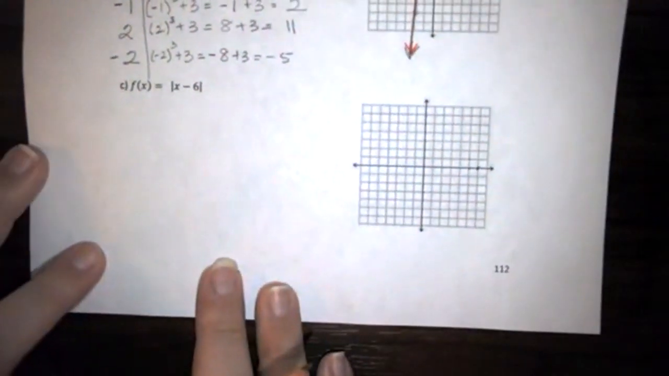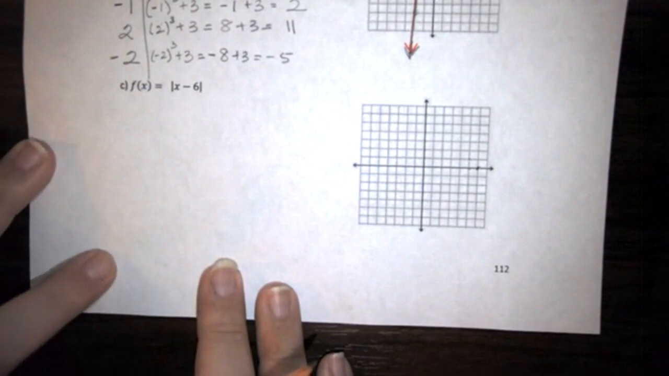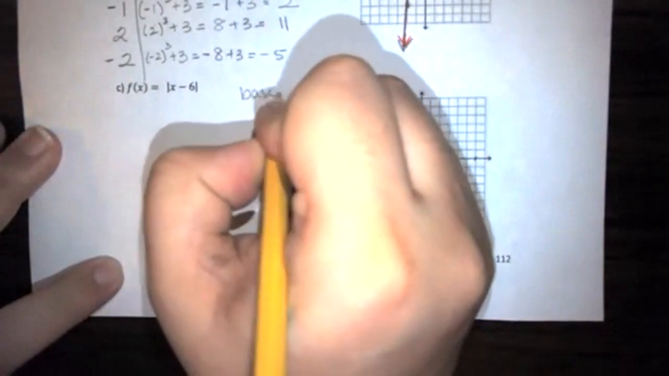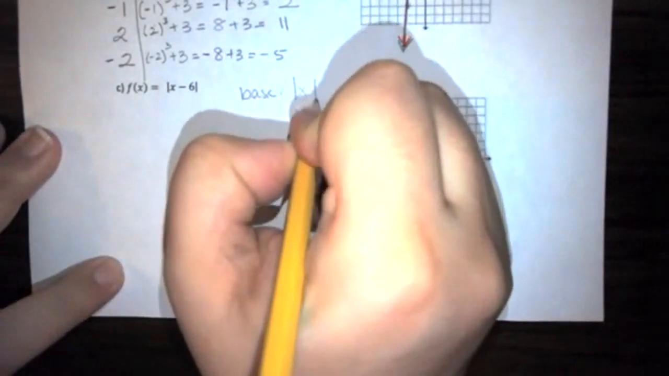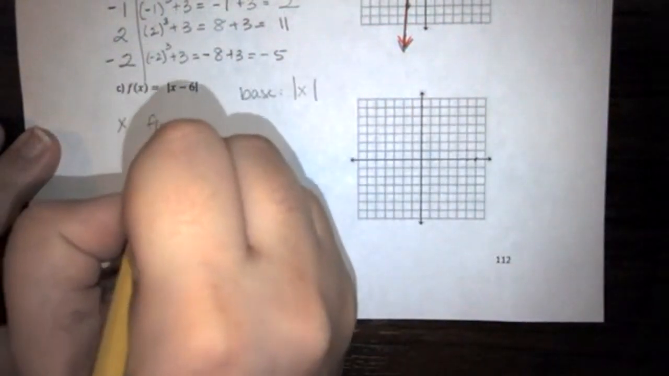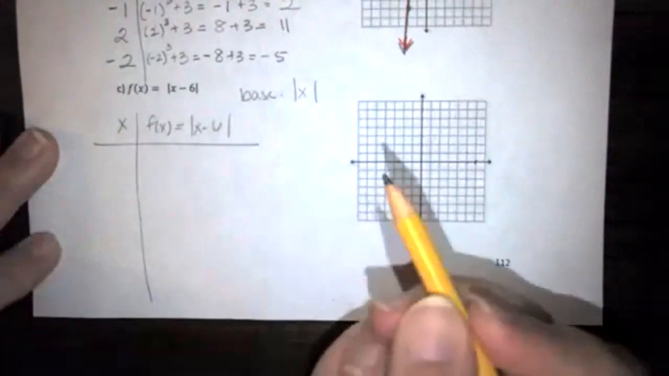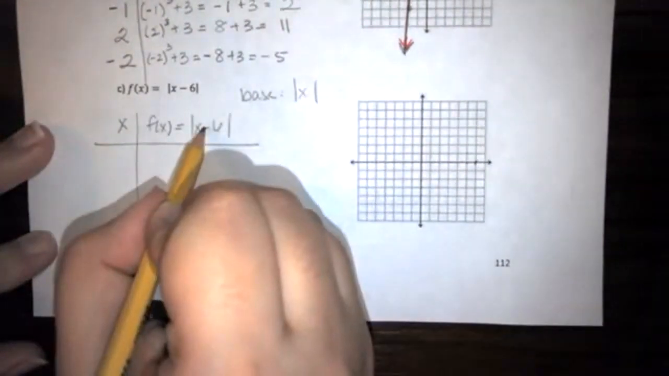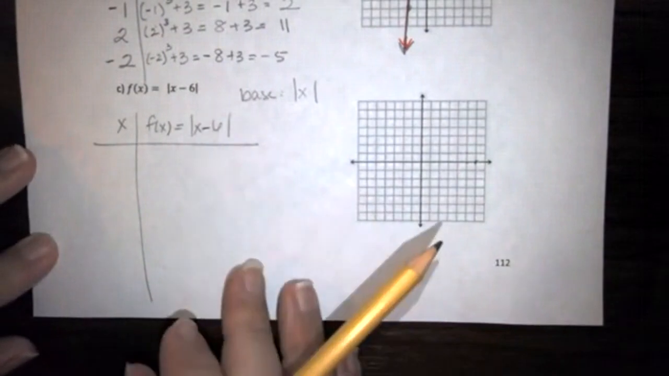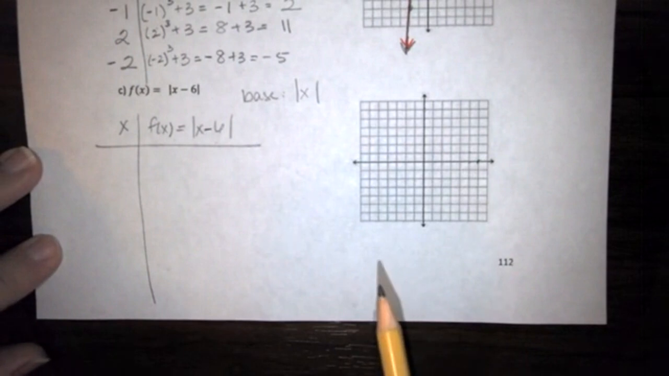Now let's look at the absolute value of x minus 6. So here, my base is going to be the absolute value of x. So again, we've got x and my y value. So because I have this subtraction inside my absolute value, I need to be a little more smart or careful with the choosing of my points.